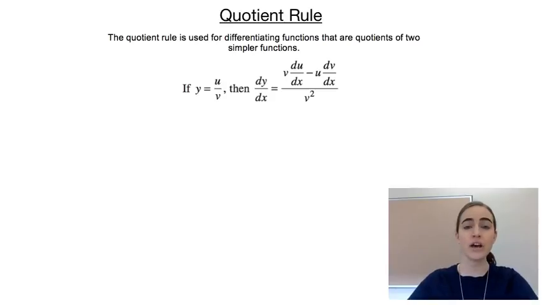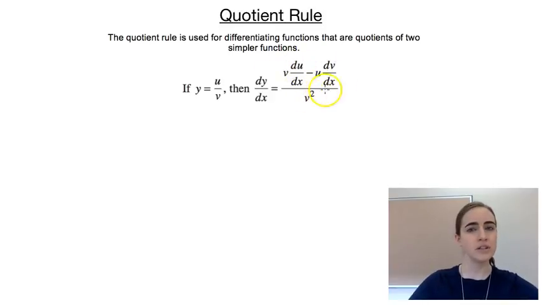In this video, I want to have a look at the quotient rule. So the quotient rule is used to differentiate when we've got a function that's the quotient of two smaller functions. So on your formula sheet, it looks like this. If we've got a function y that is u over v, where u and v are both functions of x, then dy dx is going to be v times du dx minus u times dv dx all over v squared.